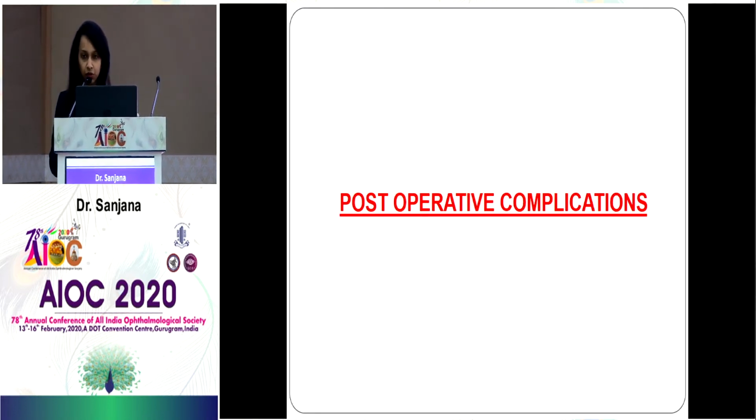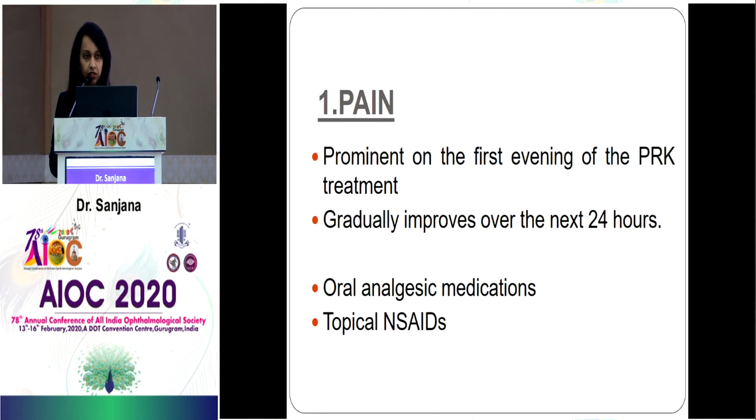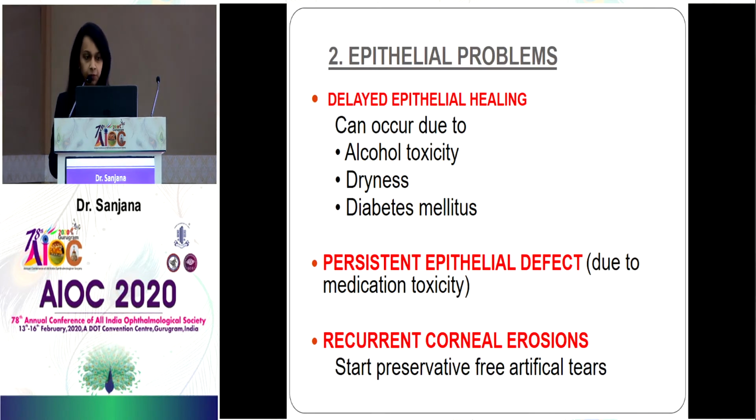So now just coming to the postoperative complications, a few of them which can be commonly encountered. The first important one is the pain. Usually the pain is predominant on the first evening of PRK treatment and gradually will improve over the next 24 hours. And usually we give them oral analgesics and topical NSAIDs, preferably the preservative-free ones, and they do pretty well. The second one is the epithelial problems.